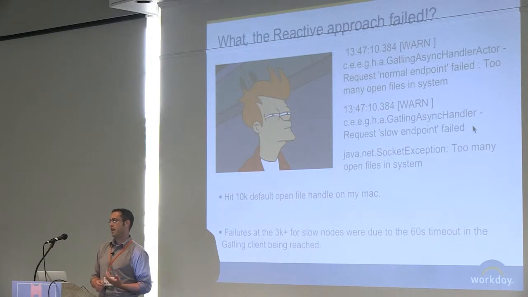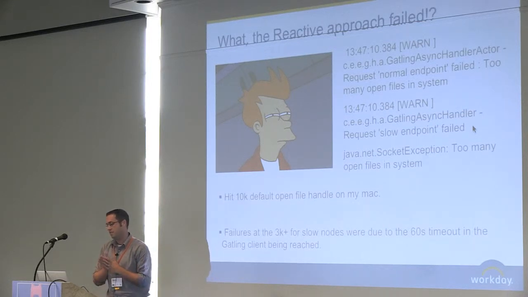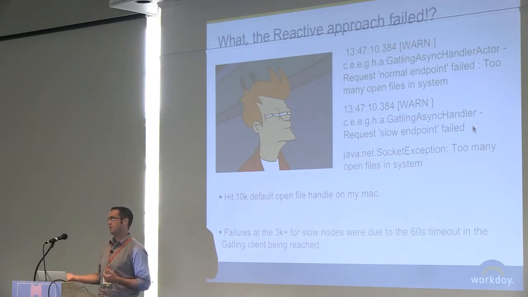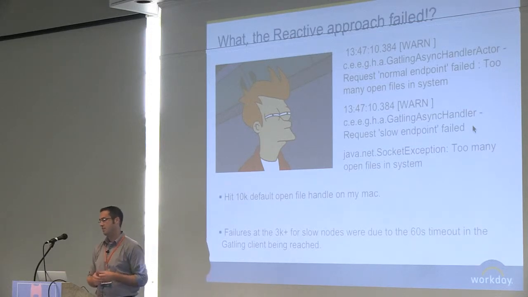And for the slow case, when we started to see failures in the 3,000 to 4,000 range, what we saw is that for the slow nodes, we actually hit that 60-second timeout in Gatling. I had mentioned before that the default timeout is a minute. And while it was executing all of those requests in parallel and switching from request to request to see if they had been serviced or not, it actually did take longer than 60 seconds to service them.